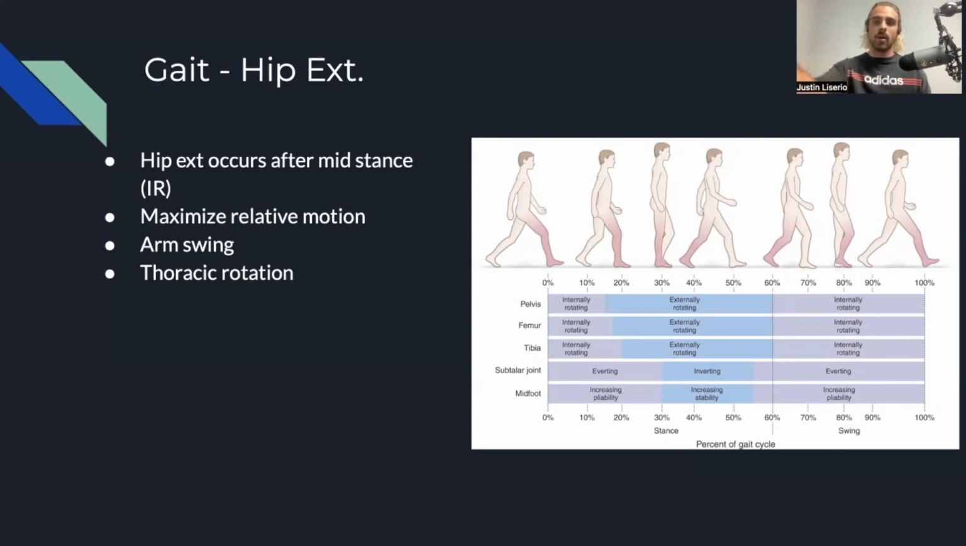So right leg back, right arm forward, left arm back, left leg forward. Now we have more range of motion to push into the other side. So where hip extension becomes really important is that it's the final push out of our opposite side. So mid stance is this guy standing vertical here.